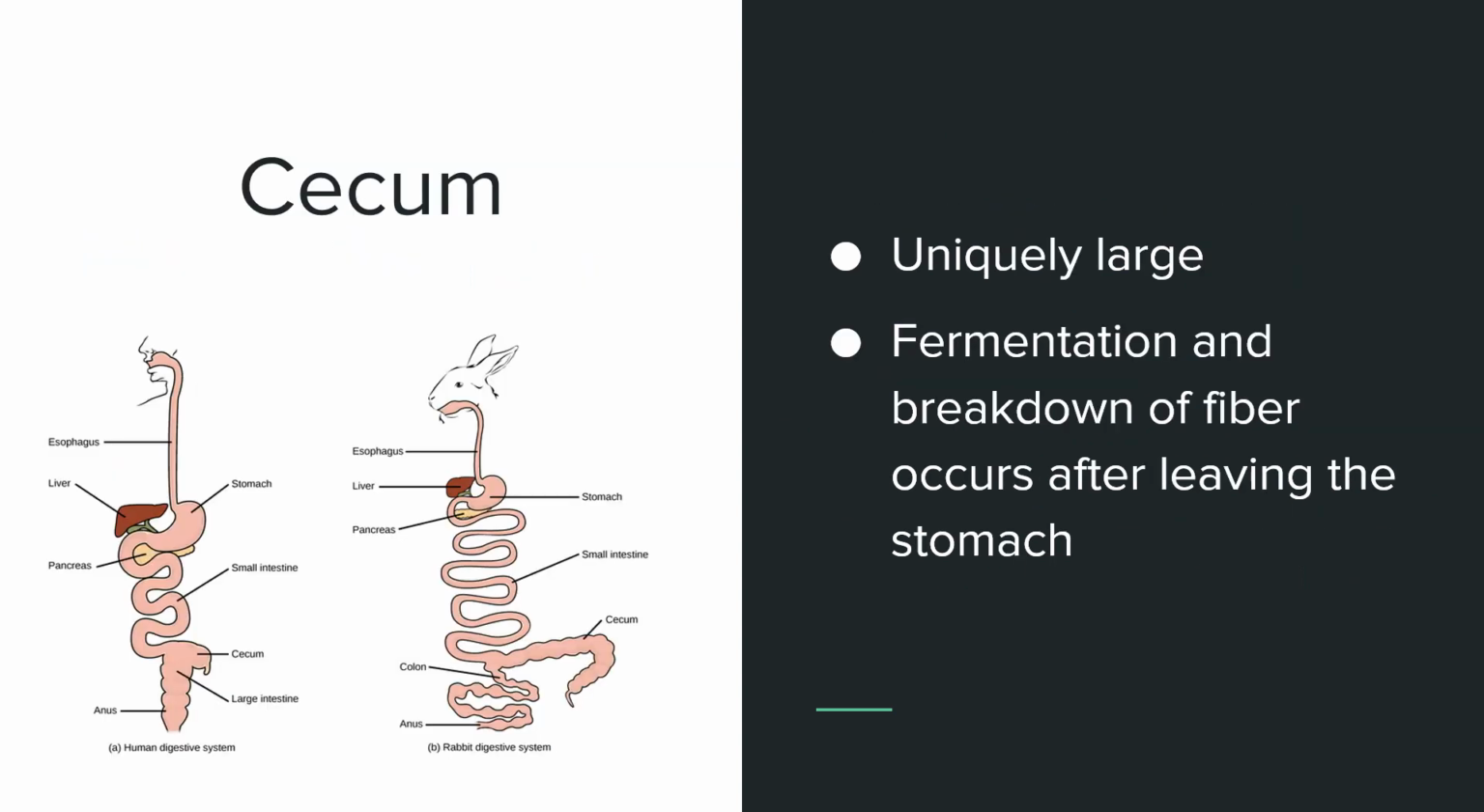Then we have the cecum. So the cecum is true again for all of our herbivores, and you can see that image of the rabbit, how much larger it is than in the human. And again, as mentioned, the cecum is that fermentation vat where the breakdown is going to occur.